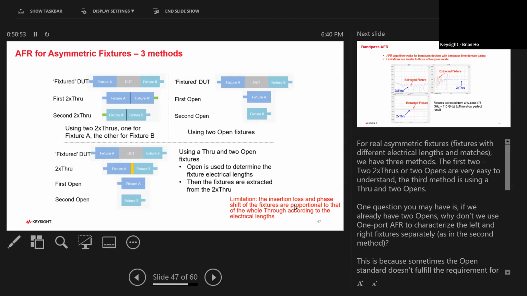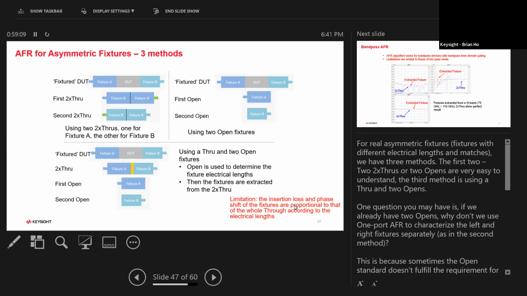The first one we'll do is a 2x through, where we take the through of each one, divide in half, and then we do another one for this one, divide in half, and we can de-embed each of the ports separately so that you don't have to worry about them having to be the same. That's one method of doing it.